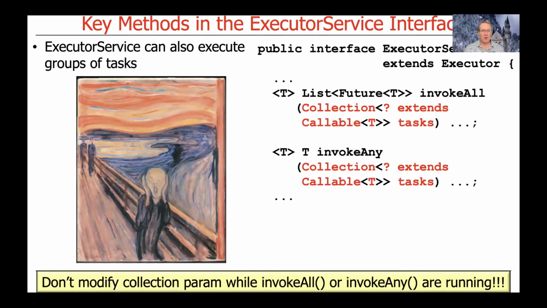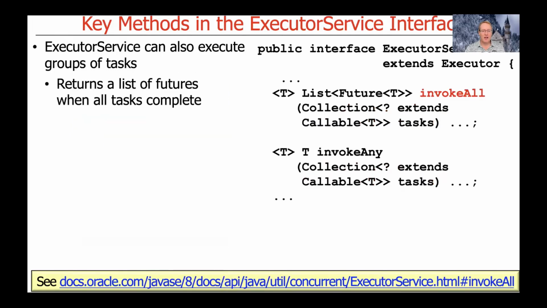One of the things to remember if you use Invoke All or Invoke Any is that you shouldn't modify any of the contents of the collection while the operations are running, because otherwise chaos and insanity will break out because of Java's pass-by-reference semantics. So let's first talk about Invoke All. What Invoke All does is it goes ahead and it takes all the callables in the collection passed as a parameter called tasks, and it will go ahead and run all those things.